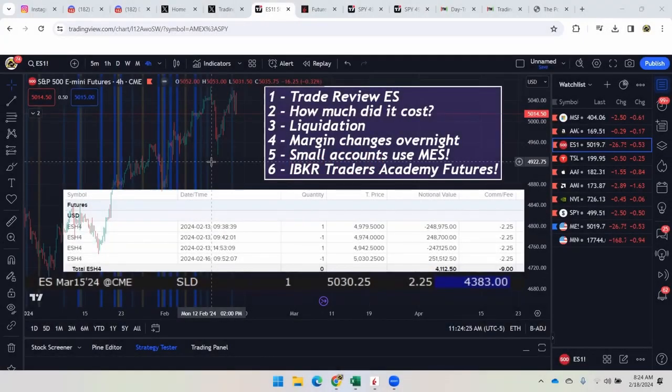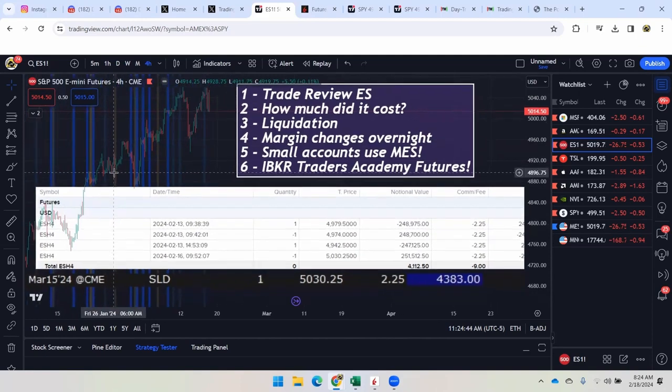All right, guys. So the way I want to do this is I want to show you a real trade that I took last week, and then I'll talk about how much it cost and the liquidation and certain things like that. So first of all, last week here, guys, I ended up taking a swing trade on ES, which is the full size S&P 500 futures contract. So you'll see here, this is my broker statement.